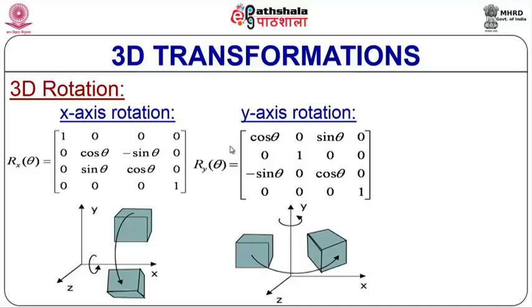Observe the notation used. R suffix x of theta is the x axis rotation. R suffix y of theta gives the y axis rotation, and the diagrams are self explanatory. You can just have a look at them, you will understand better.